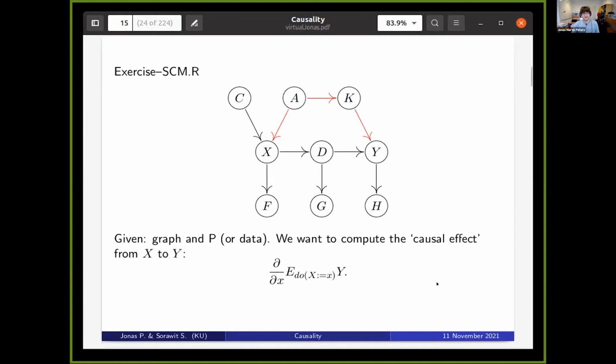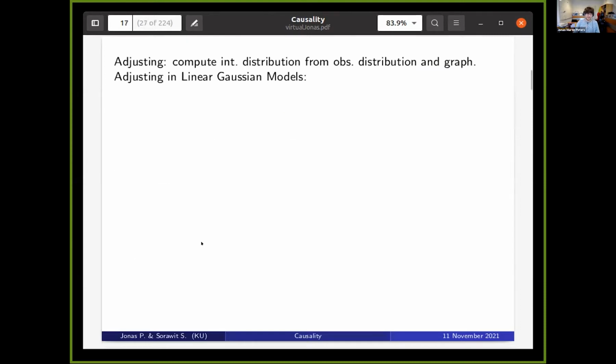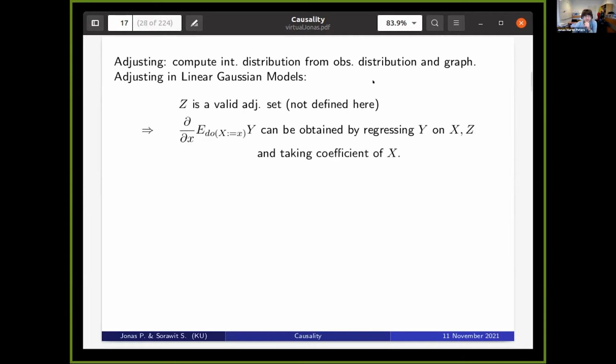Okay, so this is the question, right? How can we compute this thing from the distribution and the graph? What we are going to talk about is adjusting. Now, what is adjusting? It's really, again, computing interventional distributions from observational distributions and the graph. And here's what you can do in linear Gaussian models. I'm now explaining it, and then we will have an exercise about this topic in a minute.